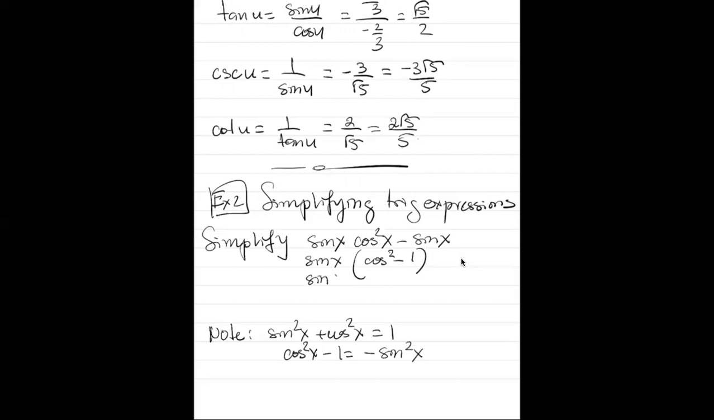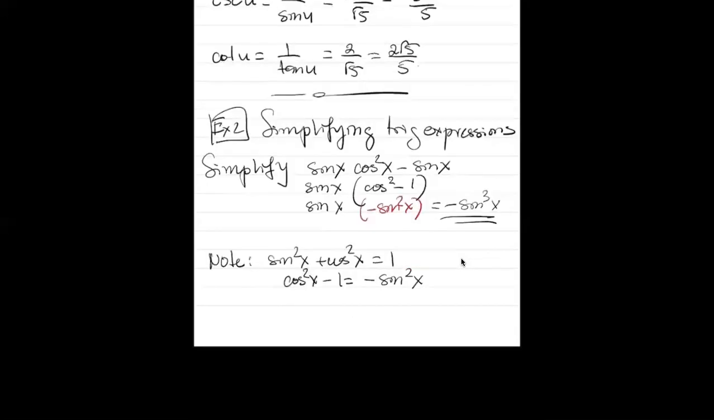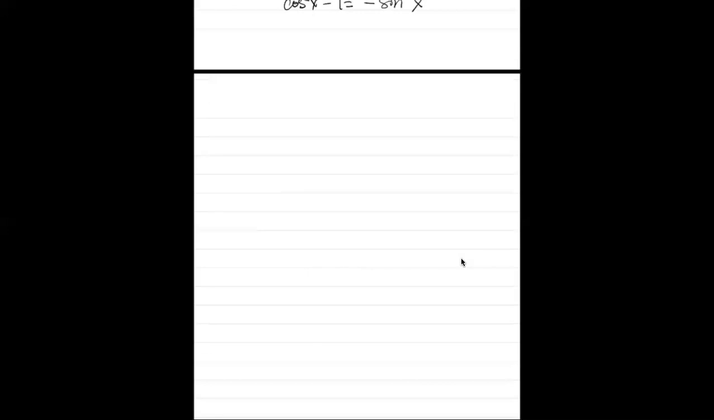So here we're going to substitute. Instead of cosine squared minus 1, we have negative sine squared of x. So that is equal to negative sine to the third x. Another example.